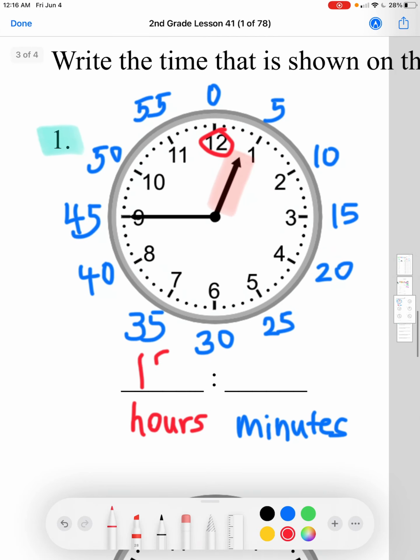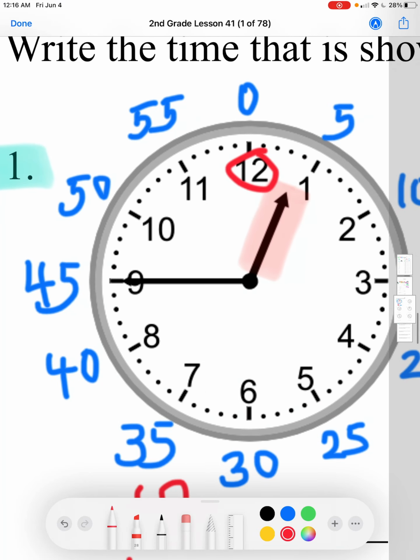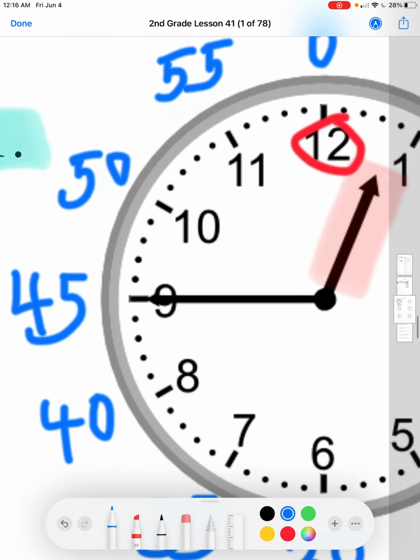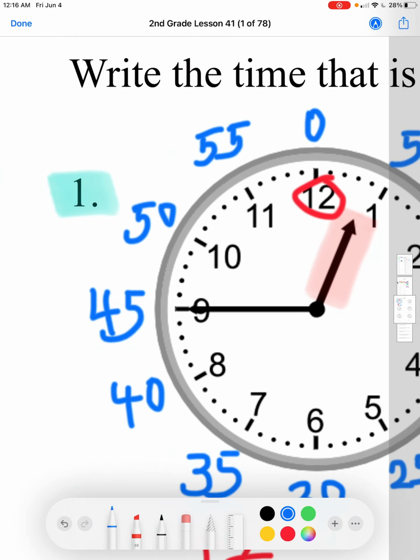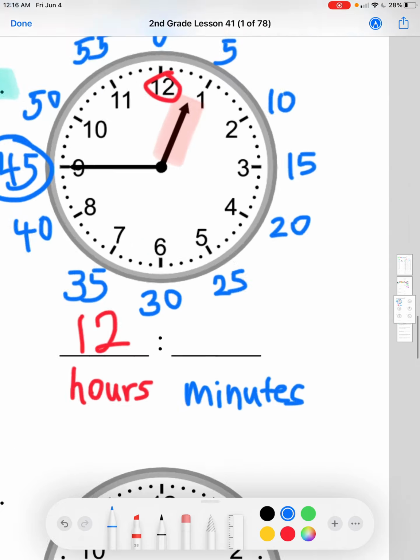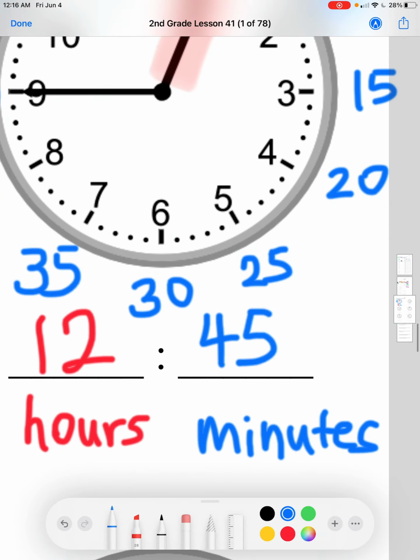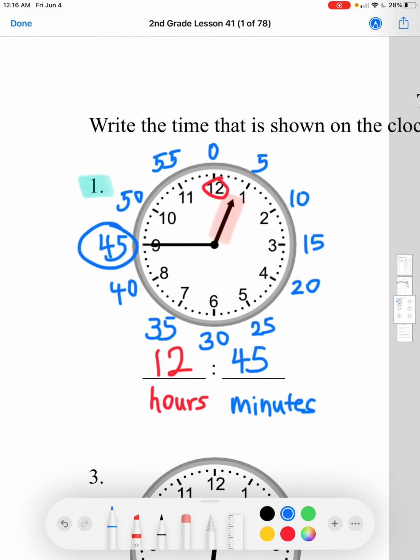That would be 12. And then let's look at the minute hand. It is pointing at 9, and in minutes, that would be 45 minutes. So the time that is shown on the clock is 12:45.